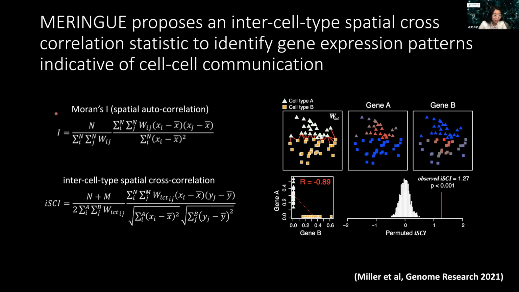So again, we have the original Moran's I statistic where we are autocorrelating, which means we correlate X with itself for different cells I and J. Here we want to adapt that to look for the expression of different genes, perhaps a receptor gene and a ligand gene, for example. And we want to limit this evaluation of the cross-correlation among not just spatial neighbors, but specifically spatial neighbors that are of different cell types.